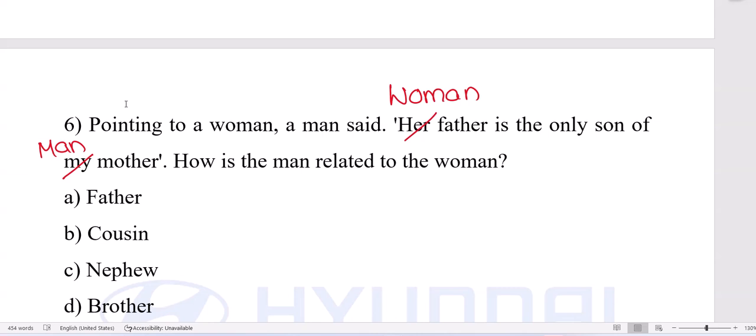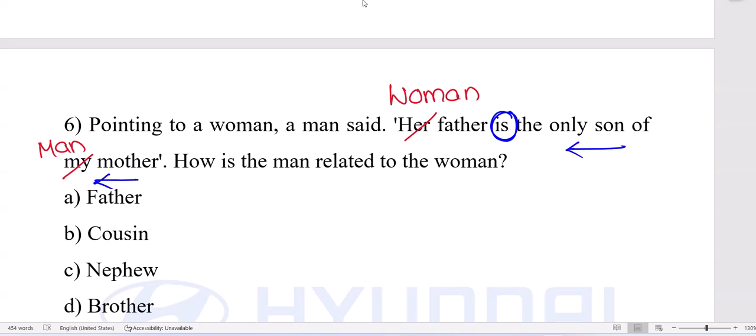How is the man related to the woman? Here, my represents the man because the man said that statement. And if you recall the inputs that were given, whatever comes after of, you have to read from back to front.